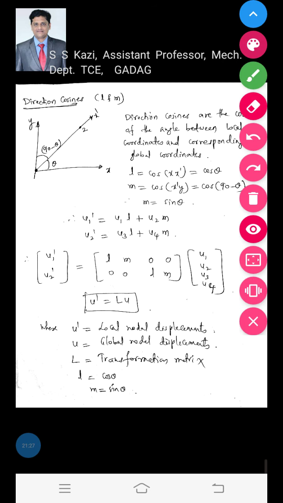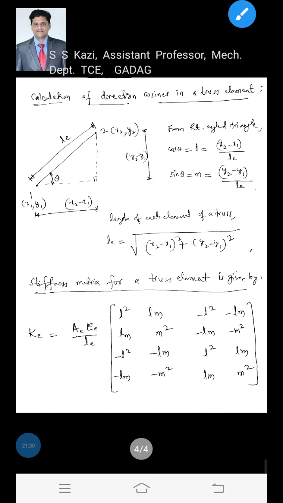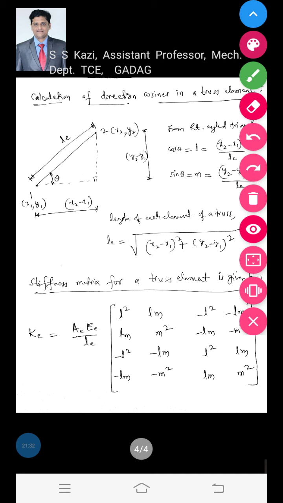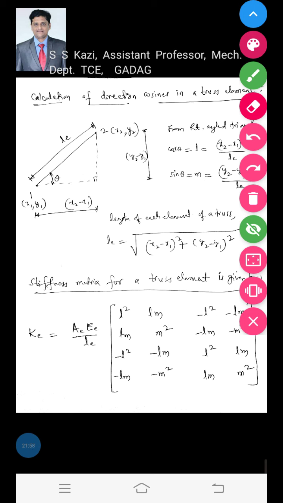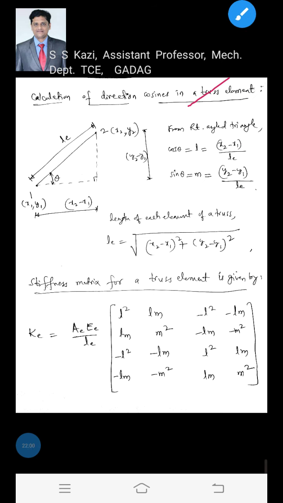Now we'll move on to the next topic, the calculation of direction cosines in a truss element. How do we calculate the direction cosines in a truss element? First, the direction cosines are l and m, because cos theta and sin theta are l and m. Theta is not going to be given, so you need to find l and m by using the coordinate values of the nodes of a truss element only. That's why we should know how to calculate the direction cosines in a truss element.